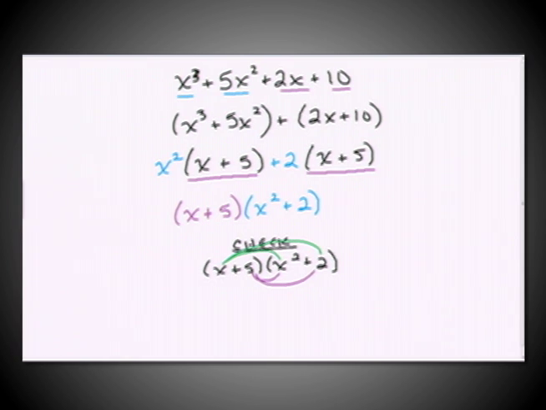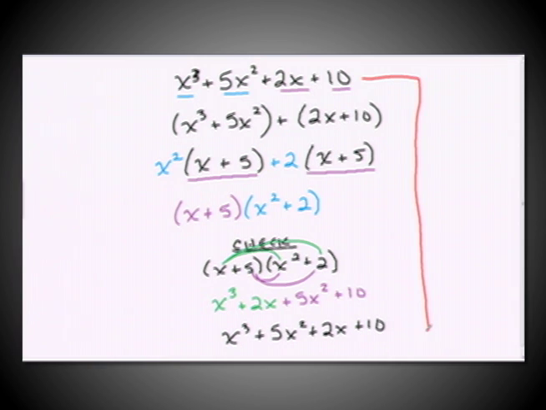X times x squared gives us x cubed. X times 2 is positive 2x. Moving on to distributing the 5, 5 times x squared is positive 5x squared, and 5 times 2 is positive 10. Rewriting this polynomial in standard form, I would have x cubed plus 5x squared plus 2x plus 10. And you can see we ended up with the same polynomial that we began with.